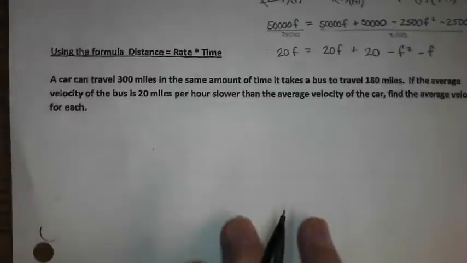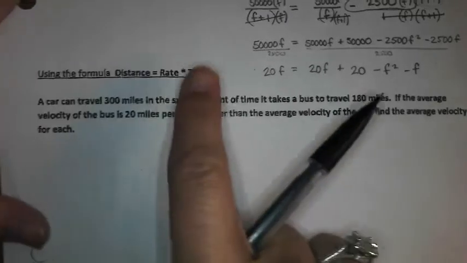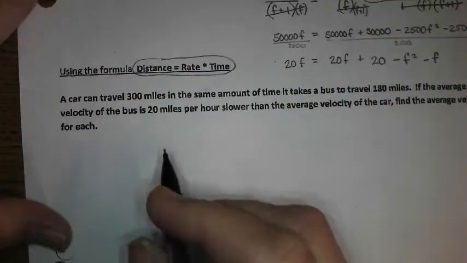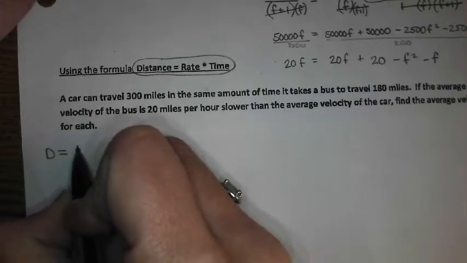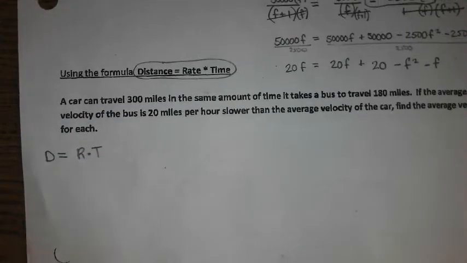All right, a third type. Let me first make sure we all know this formula. Do you know that? Distance equals rate times time? Okay, write that down here. Distance equals rate times time. And we're going to use that. You're going to see how in a second.